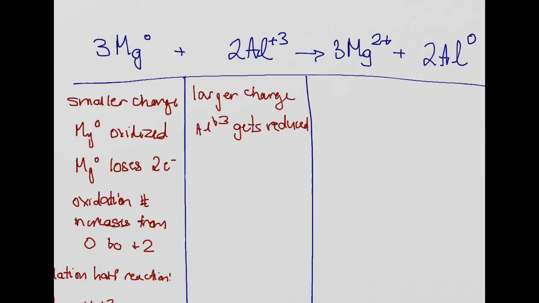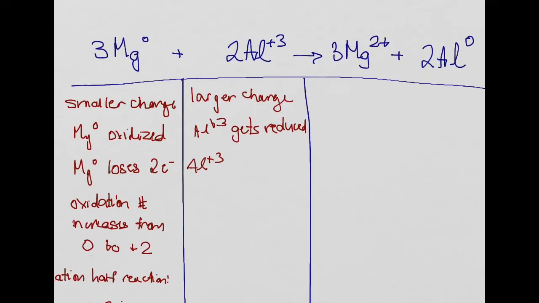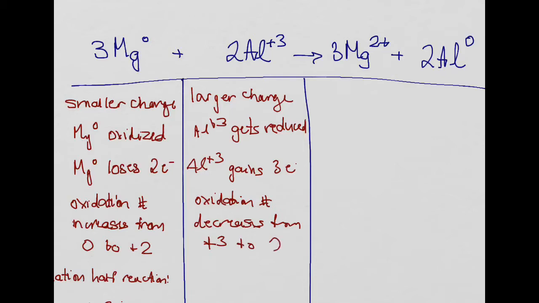Just take a look at a number line and go from +3 down to 0. You're going in the negative direction, and that means that the oxidation number has decreased, and therefore you've gained electrons as a result. So aluminum +3 has gained electrons. Gains 3 electrons, and the oxidation number decreases from +3 to 0. How would we write out the half reaction?